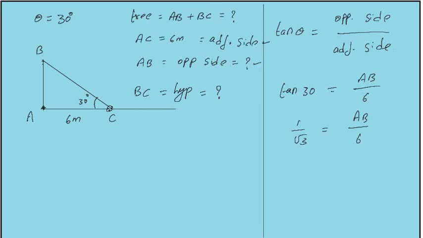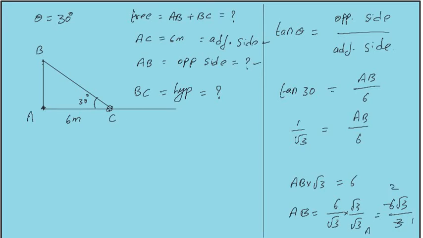Cross multiply. AB into root 3 is equal to 6 ones are 6. So what is the AB value? 6 divided by root 3. Rationalization you have to do, compulsory. Multiply by root 3 by root 3. So 6 root 3 by root 3 into root 3, that is 3. 3 twos are 6, so the answer is 2 root 3. So AB is equal to 2 root 3.